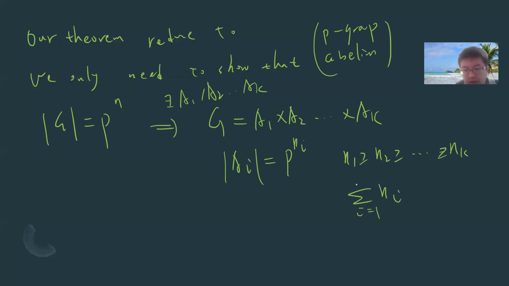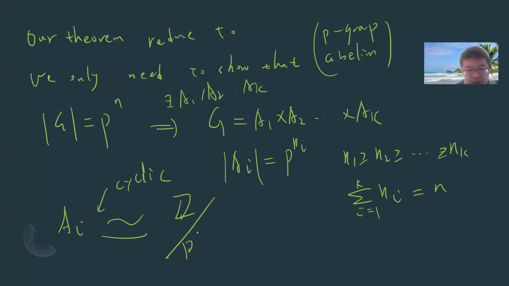They need to satisfy that the sum of the ni is n. Also, A1 up to Ak are not just some p-groups, otherwise we didn't prove anything. What I'm trying to say is that each Ai is actually cyclic, so it is isomorphic to Z modulo p^ni Z.